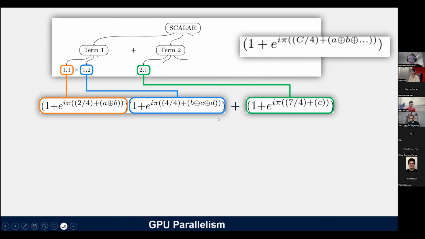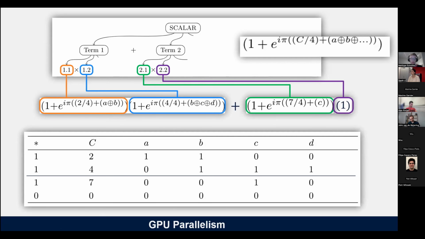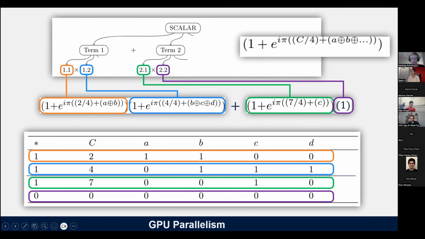So the first thing we want to do is make sure each term has the same number of subterms. So we can just add this dummy term, essentially saying multiply by 1. And now we can express this in terms of a table. Each row on this table is one of these subterms. So we can see this orange subterm is this first row, where the first column is saying, is this a real subterm or is it just a dummy for padding, as this one on the right is?